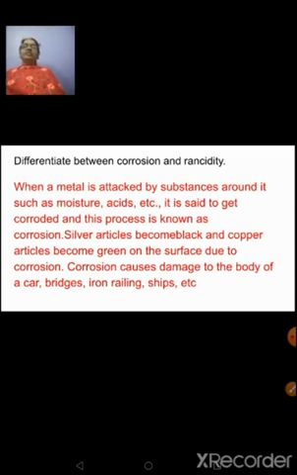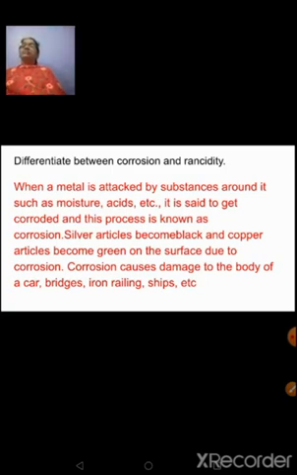So how will you differentiate between corrosion and rancidity? What is corrosion? Corrosion is when a metal is attacked by substances around it such as moisture, acids, etc. It is said to get corroded, and this process is known as corrosion. You can write your own answers also. So silver articles become black and copper articles become green on the surface due to corrosion. Corrosion causes damage to the body of a car, bridges, iron railings, ships, etc. You must have noticed this in your day-to-day life also.